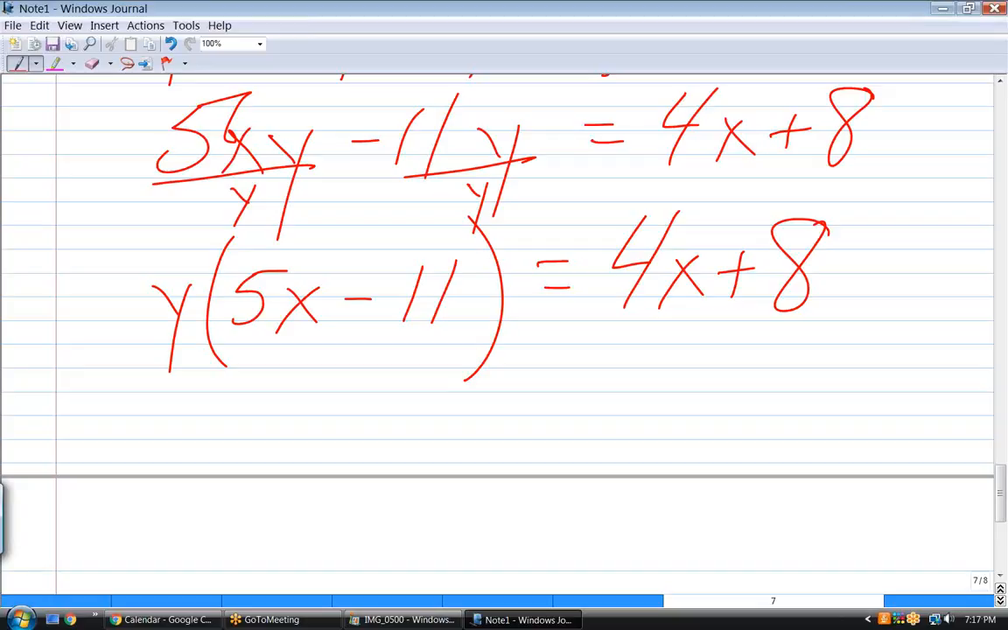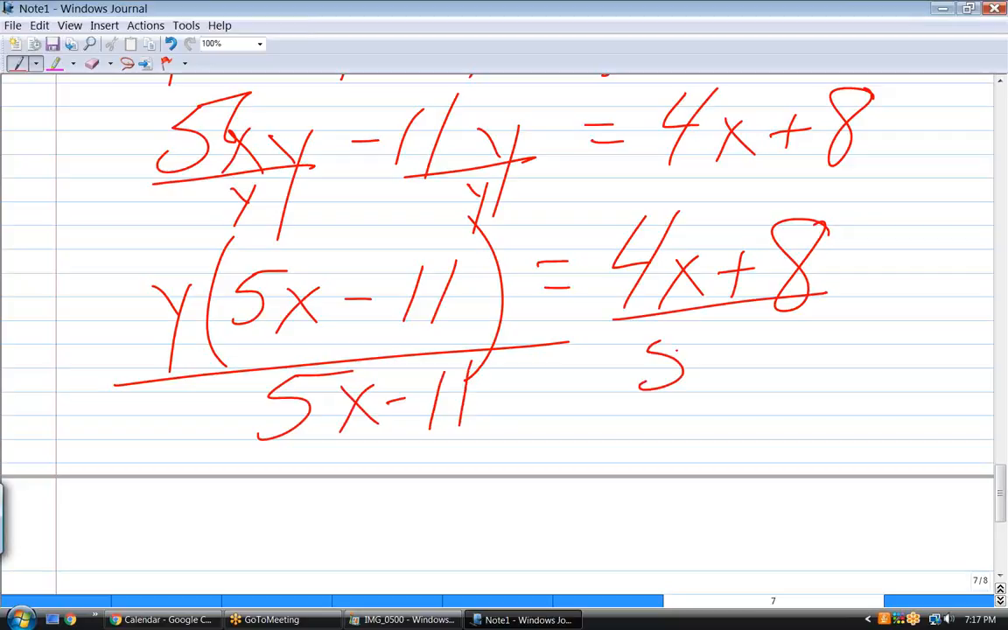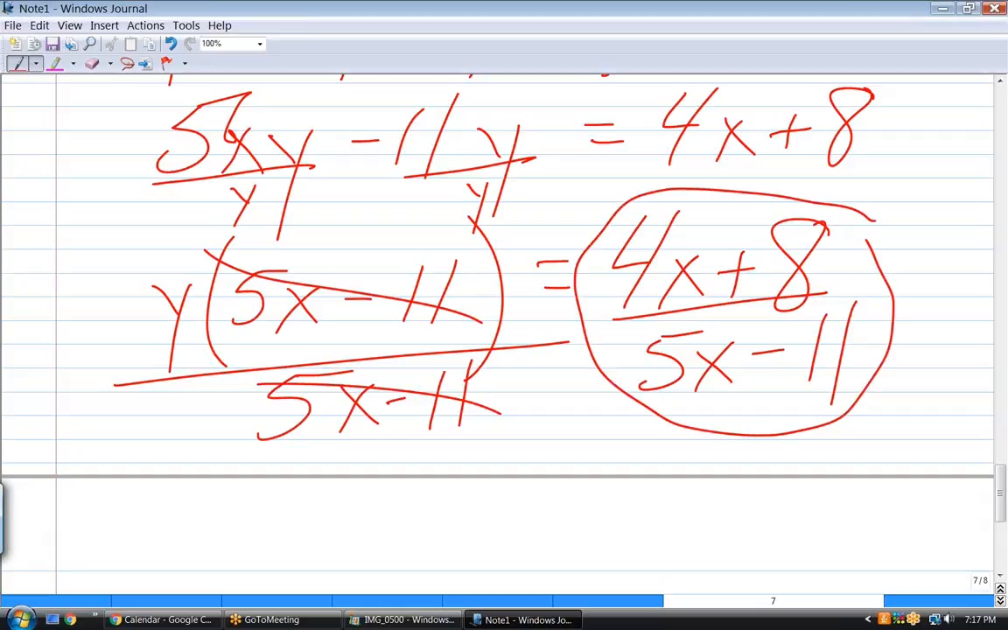If I'm trying to solve for y, what is happening to y right now? It's being multiplied by 5x minus 11. So how do I get rid of the 5x minus 11? You divide by 5x minus 11? Yeah. If I divide by 5x minus 11, I'll always have to do it to both sides. Now I'm left with y, and that's the answer. So I was able to solve for y as a function of x. Not able to put a number on it, not with the amount of information they gave us.